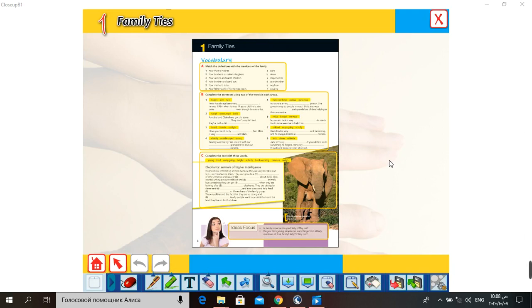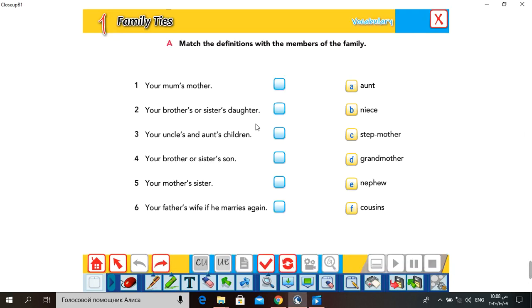This video is the next part from Unit 1 Family Ties from Close-Up B1, and this is the vocabulary part. Now let's have a closer look at some other vocabulary that is related to the theme of the unit, which is family ties. In this part, we're going to learn about some vocabulary words related to family members. Of course, for each family member, we have a word that describes this relation.